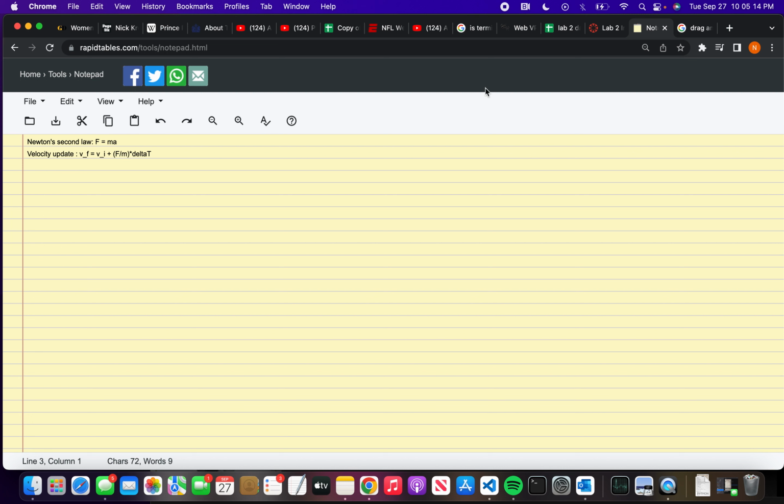The first of which is Newton's second law of motion, which is the net force equals mass times acceleration. We'll be using this equation in different contexts, however, because we have multiple forces that we're dealing with in this lab. And this also relates to the velocity update formula that we'll use, which is from the kinematic equations. We rewrite acceleration as force over mass.